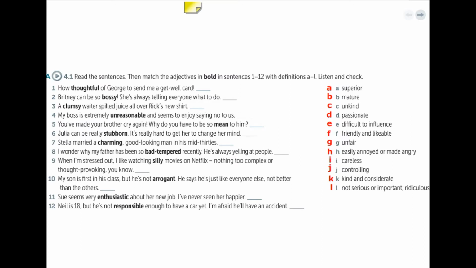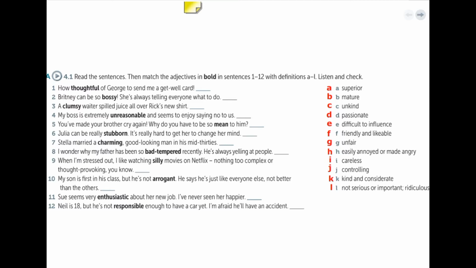Let's learn more vocabulary about adjectives that describe personality and behavior. You're going to match the adjectives here from numbers 1 to 12 with the definitions from letters A to letter L, right? So, pay attention to the adjectives that are in bold. So you're going to check the adjectives here with their definitions.